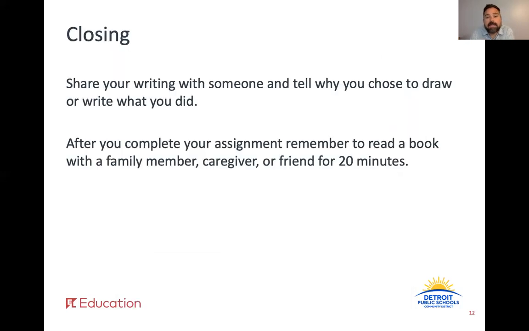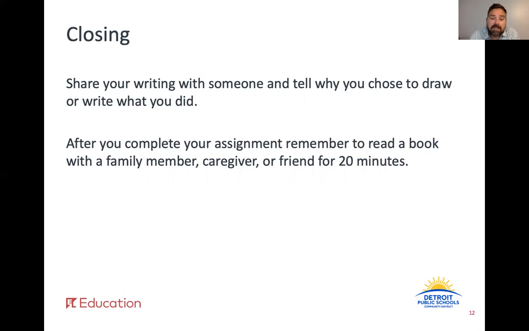Okay, time to wrap up today's lesson. Let's think about how you did with our learning target. I can find the gist of a specific section from the text. I can determine the central idea of an informational text, and I can cite text-based evidence that provides the strongest support for my analysis of the text. As a closing, I want you to share your writing with someone and tell them why you chose to draw or write what you did.